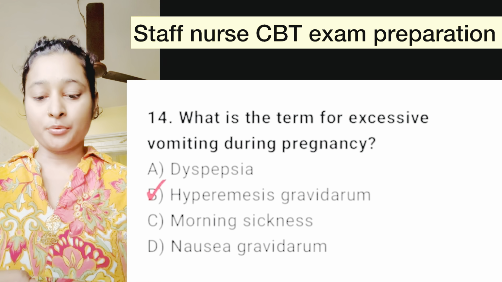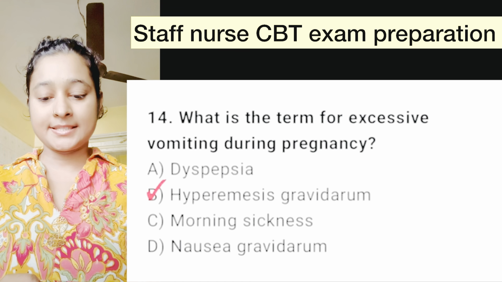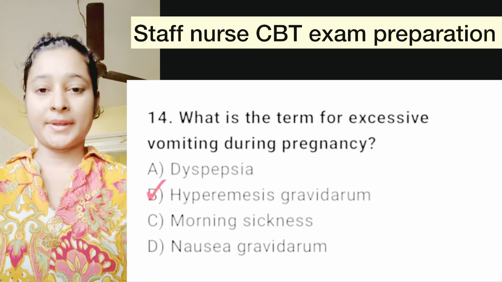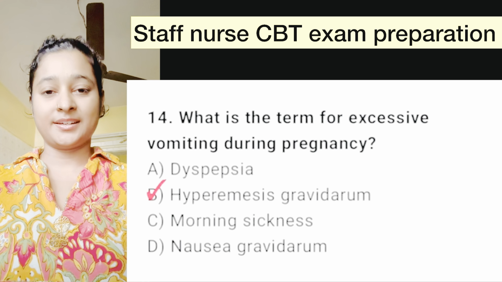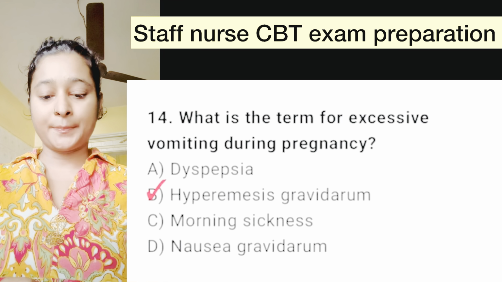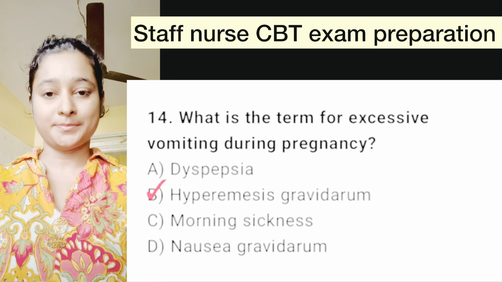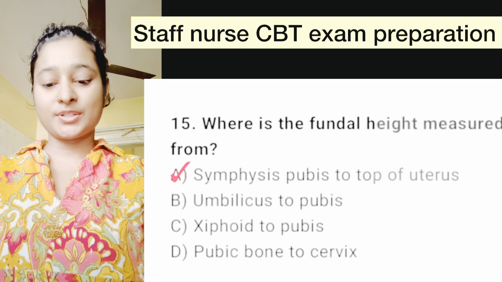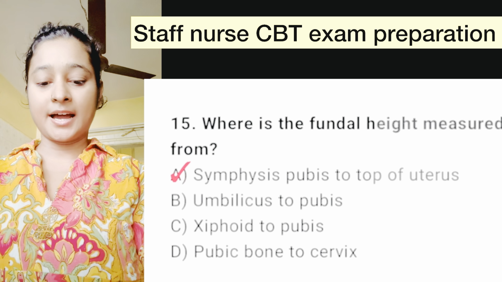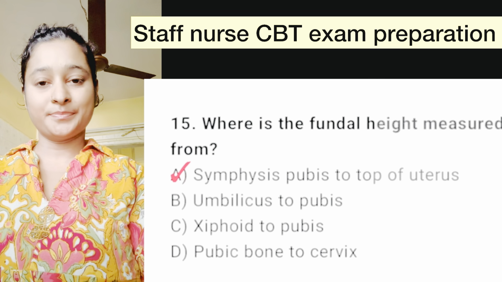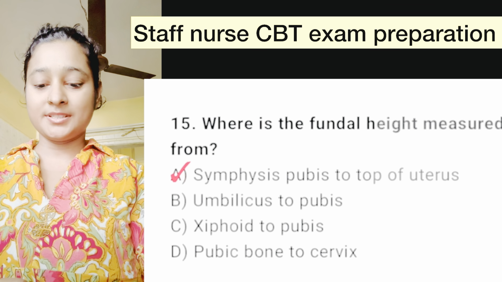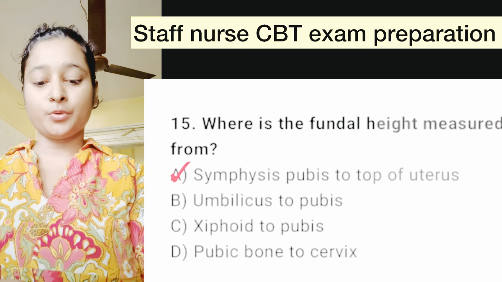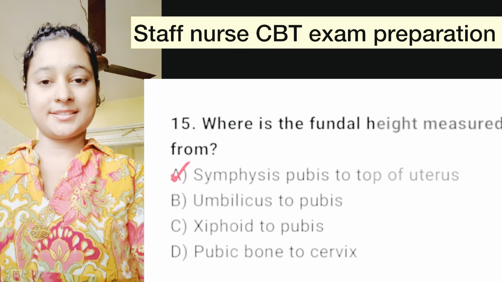Next question. What is the term for excessive vomiting during pregnancy? Here, right option is hyperemesis gravidarum. Next question. Where is the fundal height measured from? Right option is option A, symphysis pubis to top of uterus.